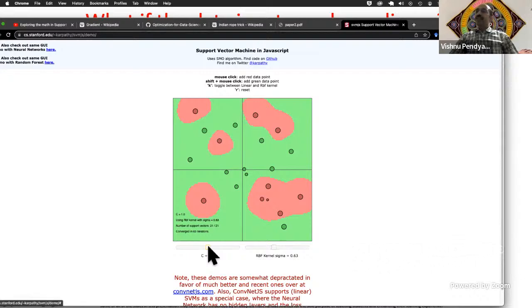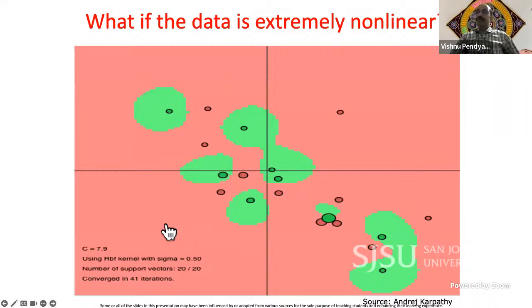And similarly, you can look at the function of C. If you increase C, then the margins also increase. And beyond a certain point, the margins don't increase. But if you reduce C, the margins reduce as well. Remember the trade-off we talked about? So that's a cool demo I thought I would show.